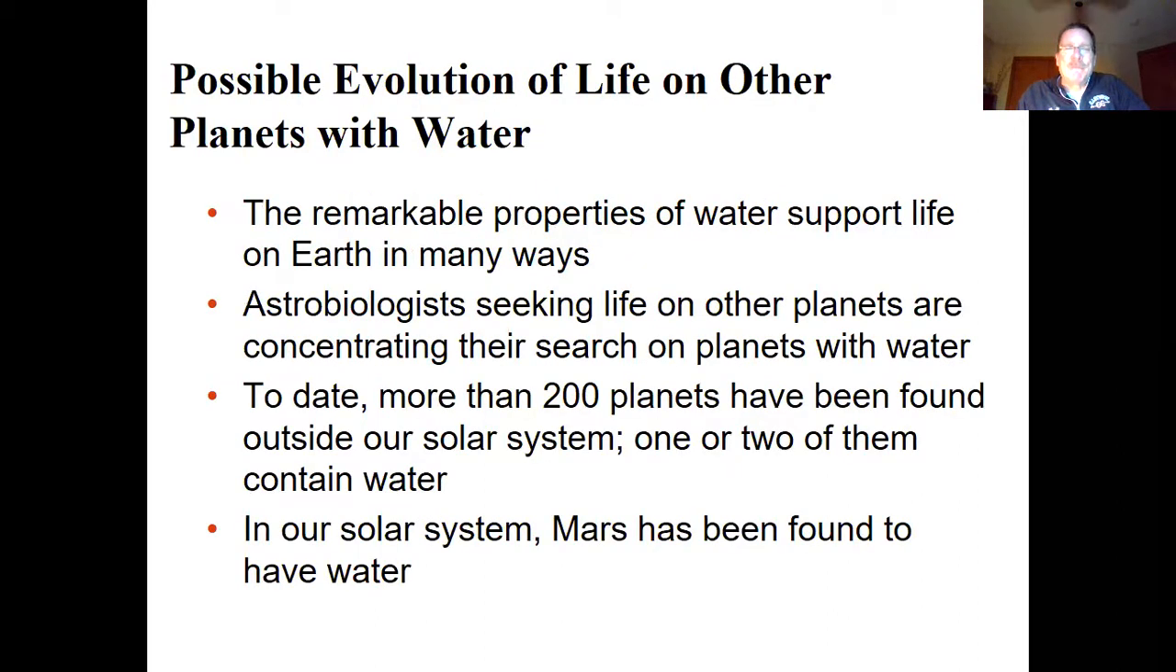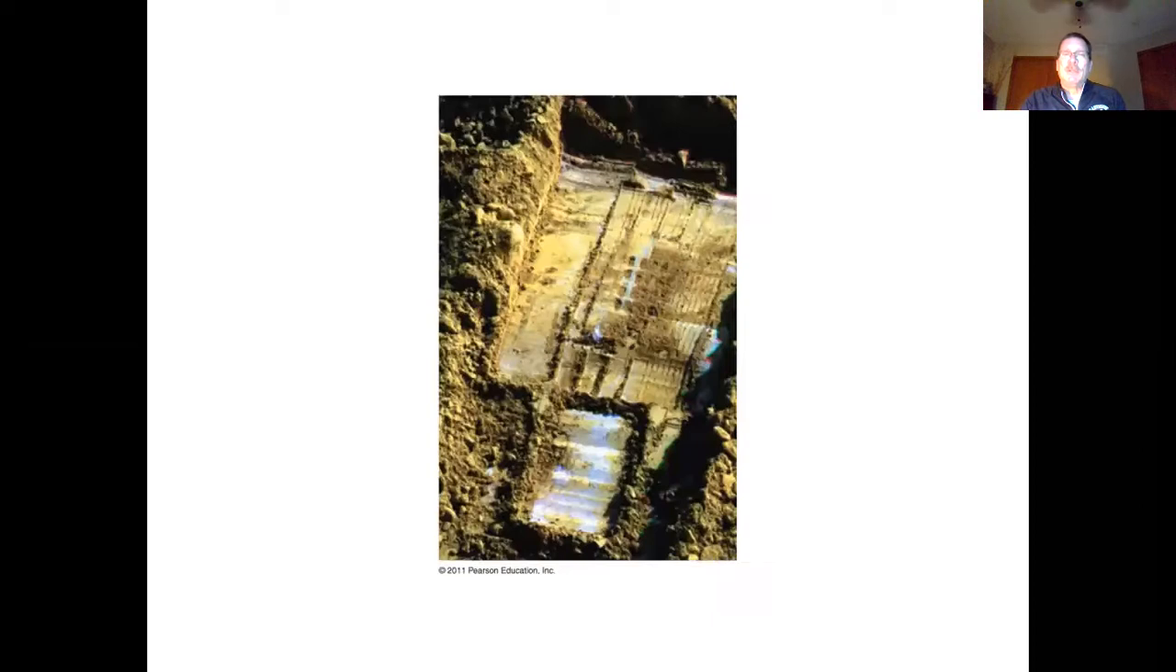Okay. So, how do we get life on other planets with water? The remarkable properties of water support life on Earth in many ways. Astrobiologists seeking life on other planets are concentrating their search on planets with water. To date, more than 200 planets have been found outside our solar system. One or two contain water. Mars has been found to have water. There you go. You see little frozen patches of water.